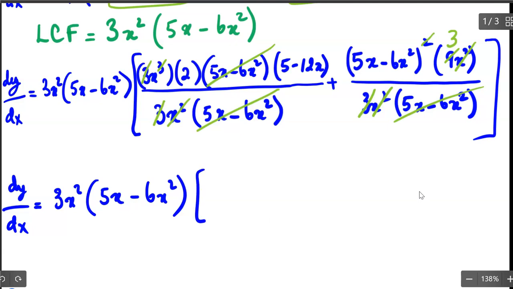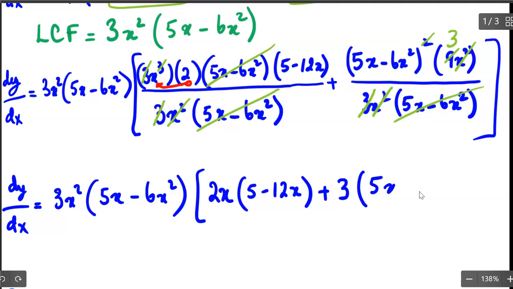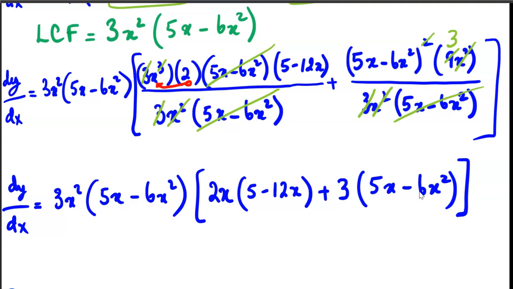And what do I have left inside the bracket? I have 2. Don't forget this 2 and times it with 1x here. So I should have x, 2x, and then multiplied with 5 minus 12x. And then the second one, I should have 3 left over and multiply with 5x minus 6x squared. I hope that this step will not confuse anyone, because it's explained in a lot of detail how I end up with this 2x times 5 minus 12x plus 3 times 5x minus 6x squared.